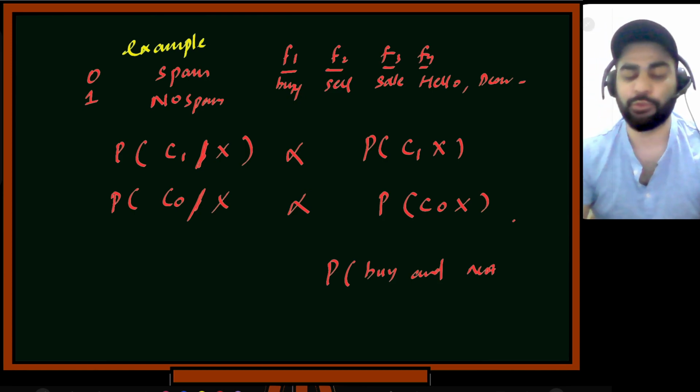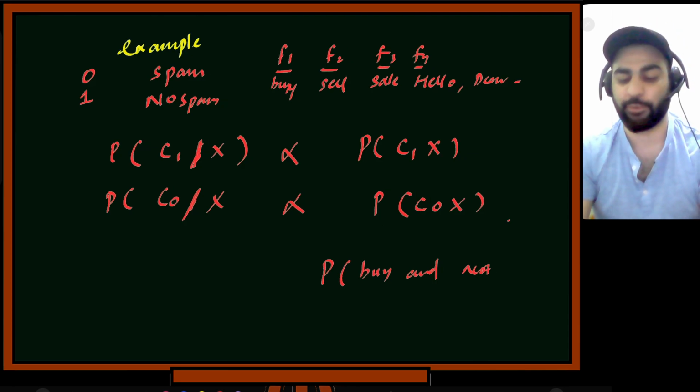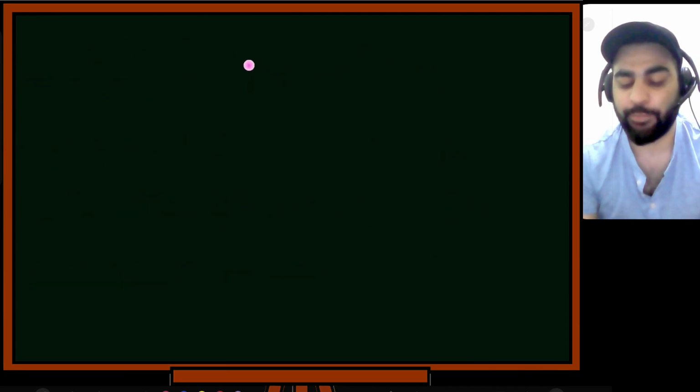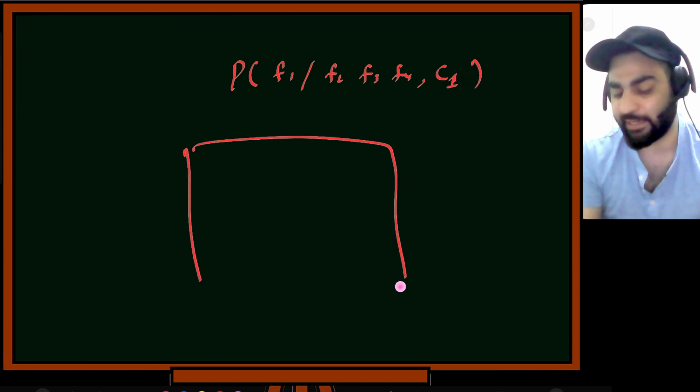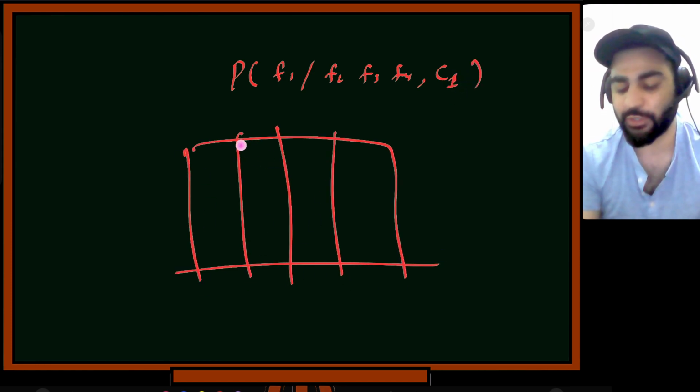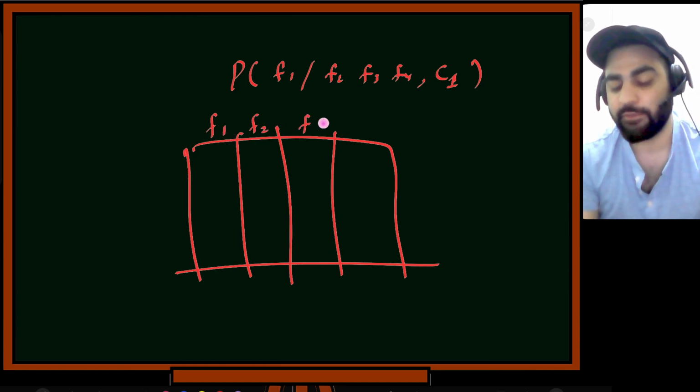Now you see that this thing is quite hard to compute. If I'm told to compute the probability of feature 1 given that feature 2, feature 3, feature 4 are there and class 1, something like this, I'll have data like this. In the data I have feature 1, feature 2, feature 3 and feature 4, and I'll have the class also. This is my class.